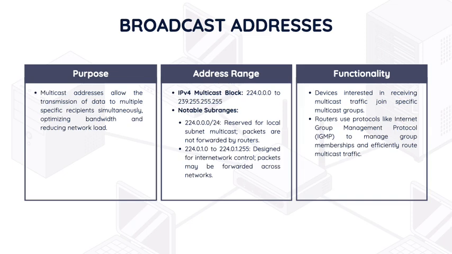Then comes the 224.0.1.0 to 224.0.1.255, which is used for multicast control messages across networks. Multicast works by having devices join specific groups, and routers use IGMP, Internet Group Management Protocol, to manage which devices get the data.